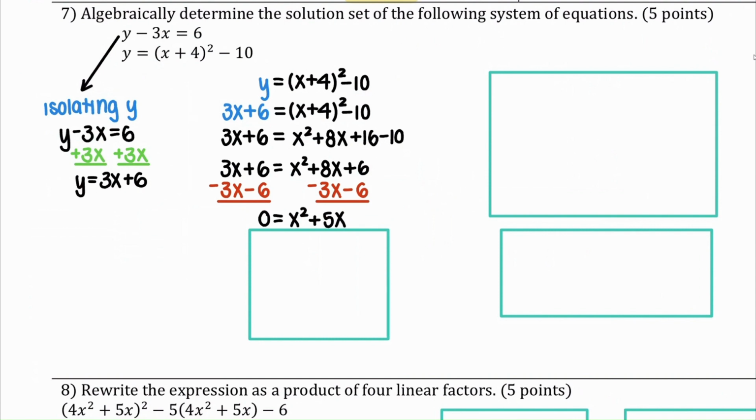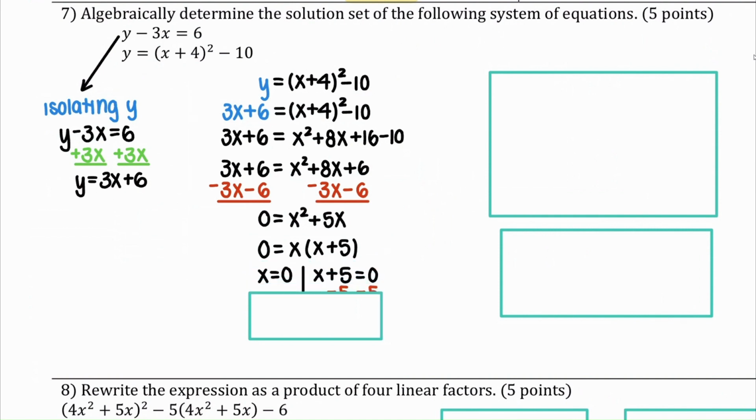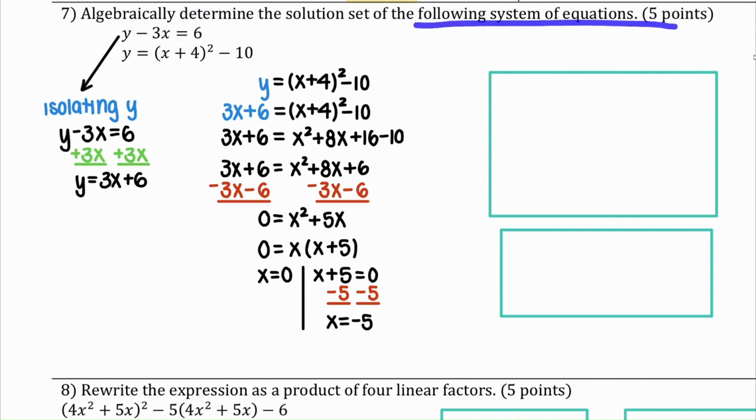From here we can just factor out the common factor of x, giving us 0 equals x times (x plus 5). Using the zero product property tells us that each factor can be set equal to 0, giving us x is 0 and x is negative 5. We have to remember that in order to solve a system, we have to express our solutions as coordinates, because that's what it means. We have a line and a parabola, and so we're looking for all the points of intersection.